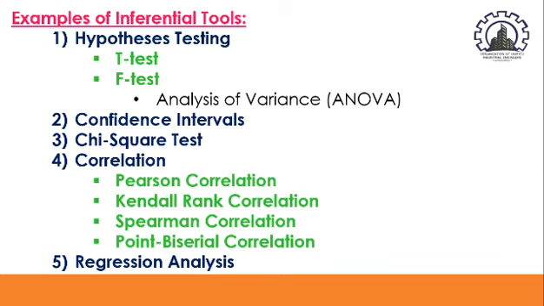Examples of inferential tools: first, we have hypothesis testing. Hypothesis testing is an area of statistical inference in which one evaluates a conjecture about some characteristic of the parent population based upon the information contained in the random sample.